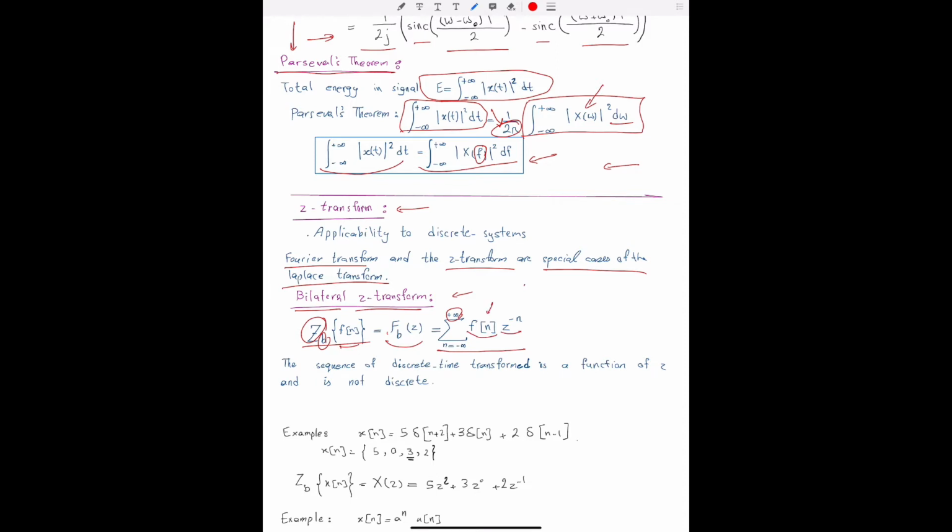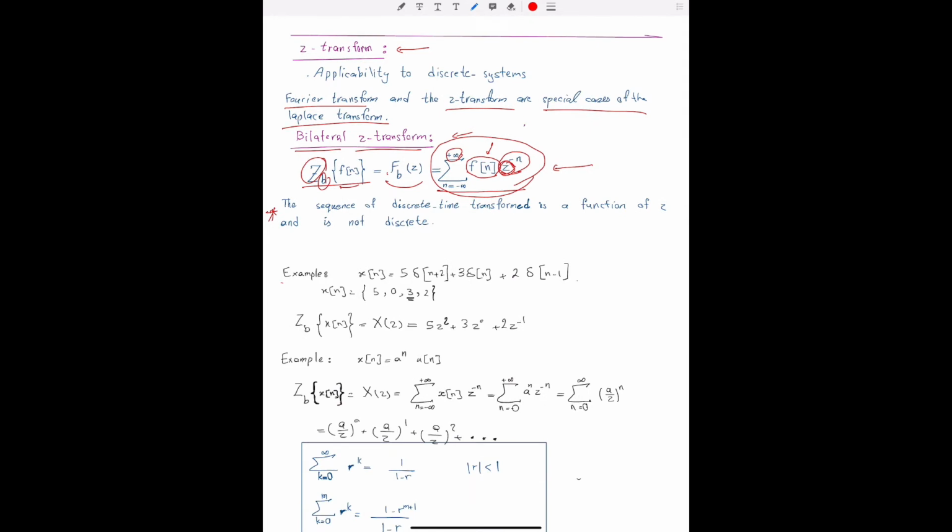So this is the function that we are taking a Z transform of, and we're just putting it inside this equation. We're multiplying it by z to the power of minus n, and then taking the sum of that. Note that this f of n is a discrete time signal, but the actual Z transform of it is a function of z and is not discrete time anymore, right? So when taking a Z transform, the signal itself is discrete time, but the Z transform, because it's a function of z, is not discrete anymore, okay? Which is what we're saying here.